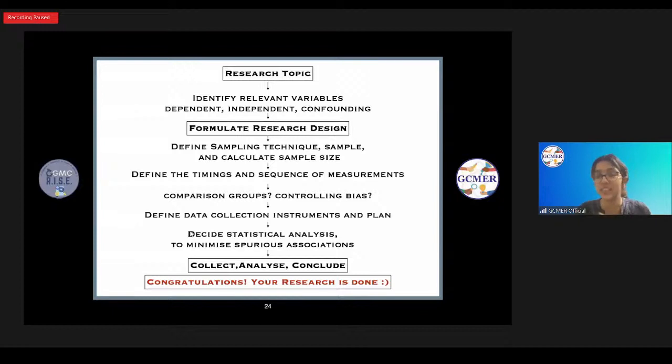So the reason why I have put the collect, analyze, conclude into such a small space is because if you have everything else planned, then all of these things are super simple. All you need to have is good planning, right?